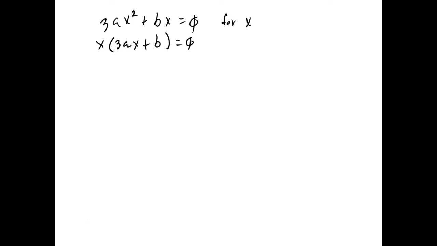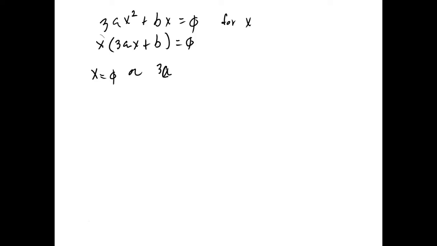Now, the next thing we do, once you have a product equal to 0, what do we do with it? The only way that can happen, two things multiplied together equals 0, is that one of them has got to be 0. So we get either x equals 0 or 3ax plus b equals 0. That's what we were doing before.